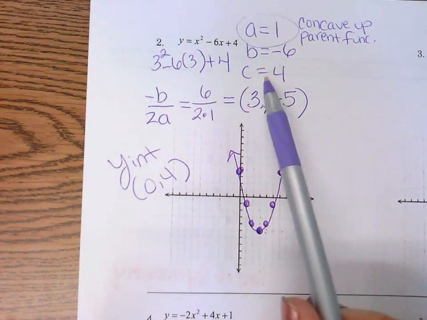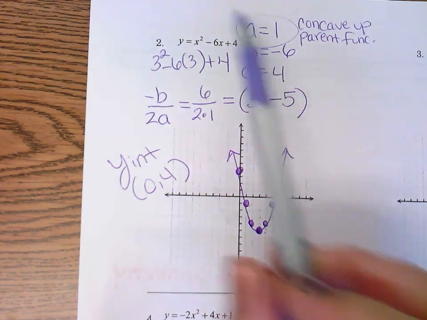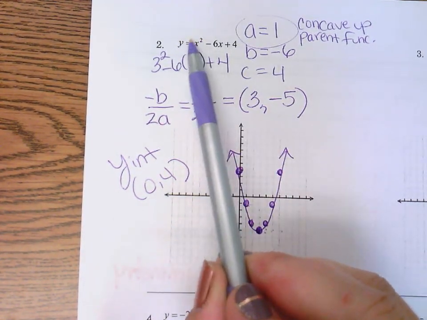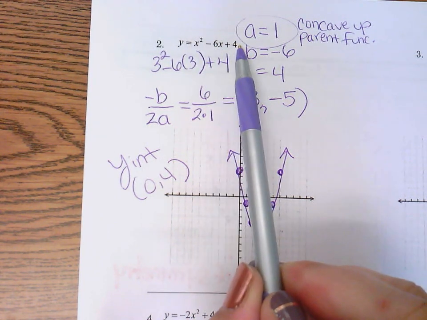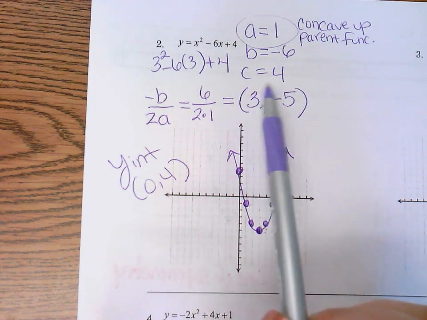And the only reason that C is your y-intercept is because when you plug in 0 for x, that term goes away, and you're just left with that constant term of 4 in this case.